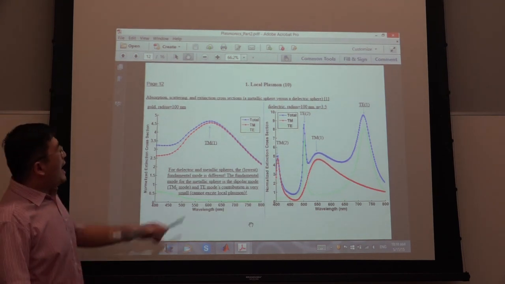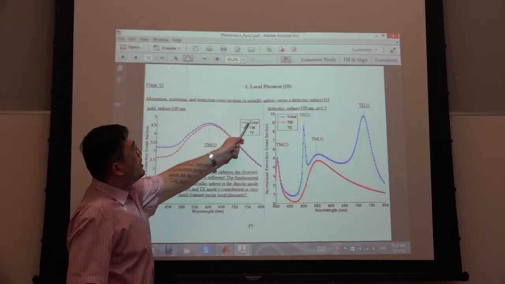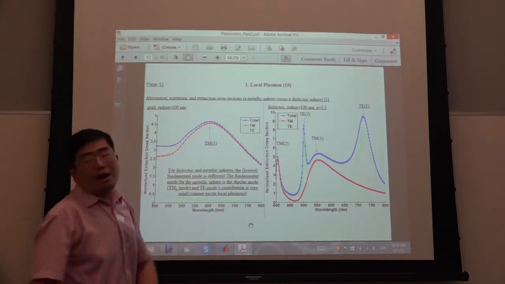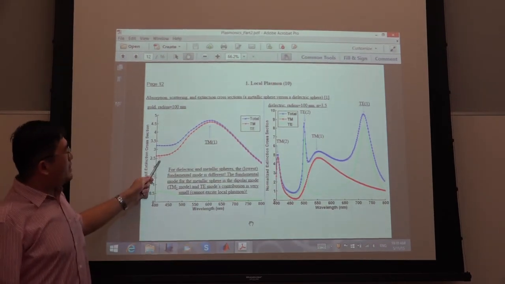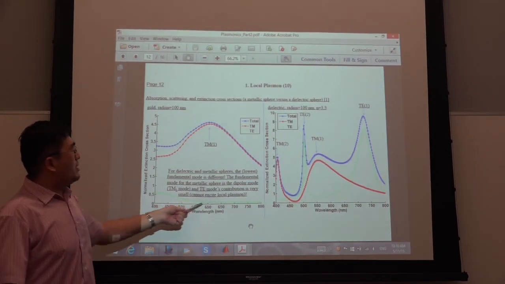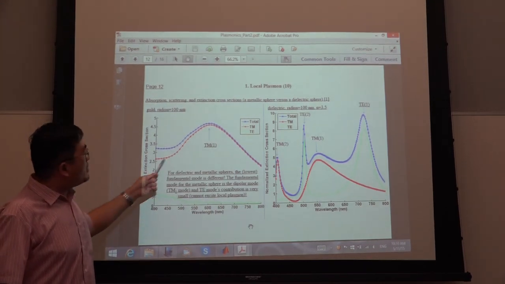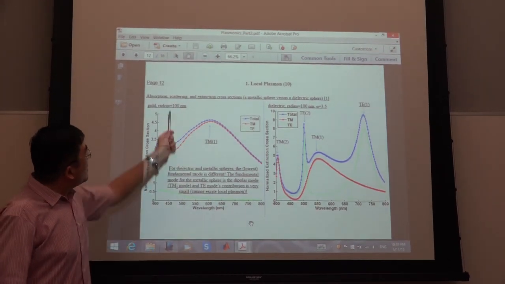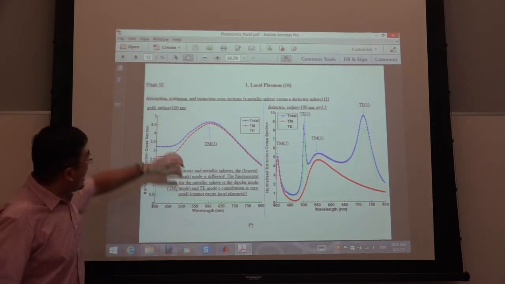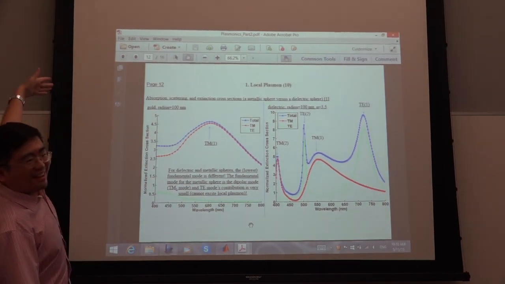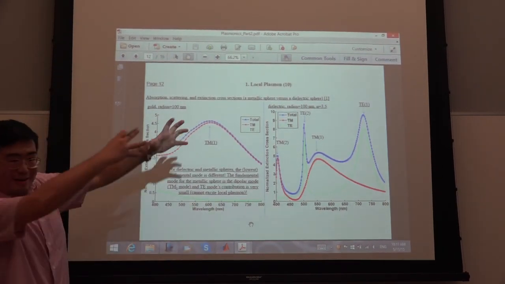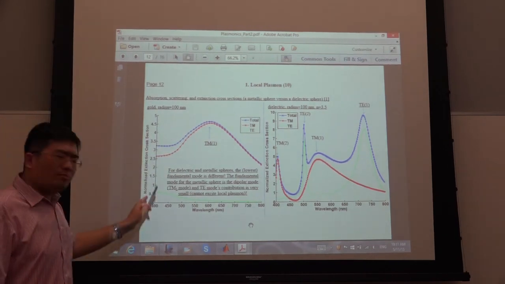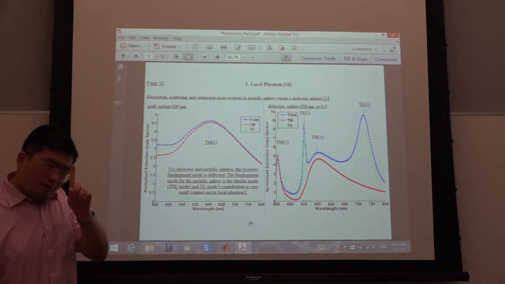You can see I decompose the total extinction cross section into the TM part and TE part. For this metallic sphere, you can see the TE part contribution is very small. It's all TM, only one mode, even at 100 nanometer. They have high order modes, maybe, for a very large sphere. So I think for the plasmonic effect, there is only one mode.